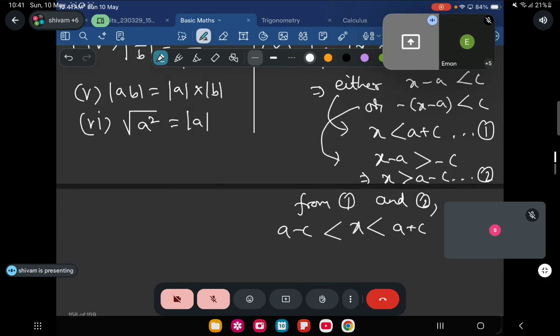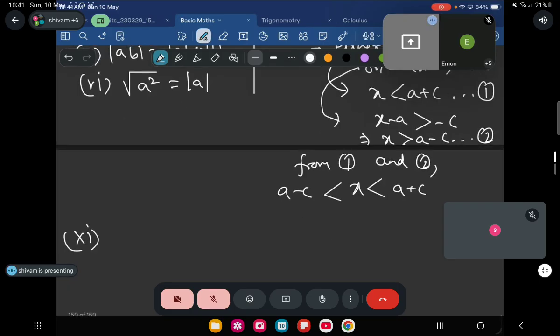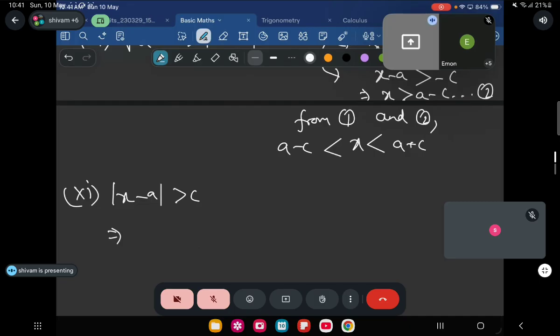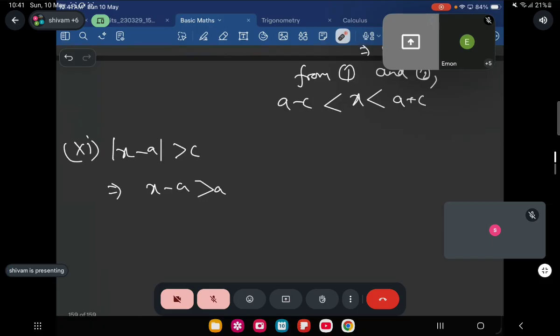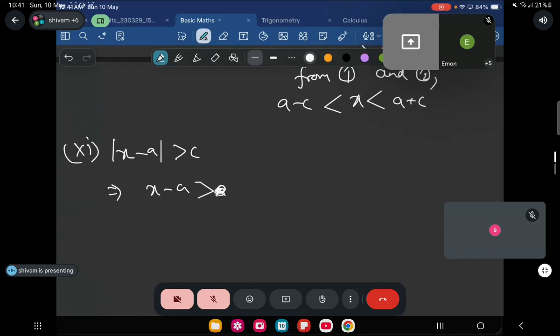Similarly, number 11, we have got mod of x minus a is greater than c. This implies x minus a is greater than c. Sometimes I'll be using this inequality directly. If mod of x minus a is less than c, x is lying between a minus c and a plus c. Next, mod of x minus a is greater than c. This implies x minus a is greater than c, or minus of x minus a is greater than c.